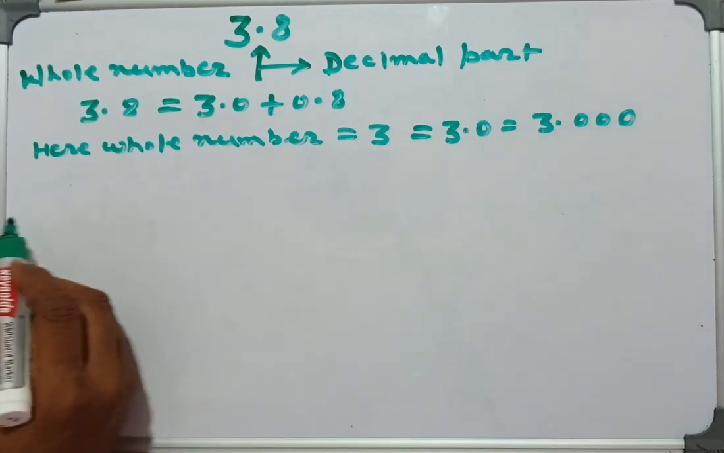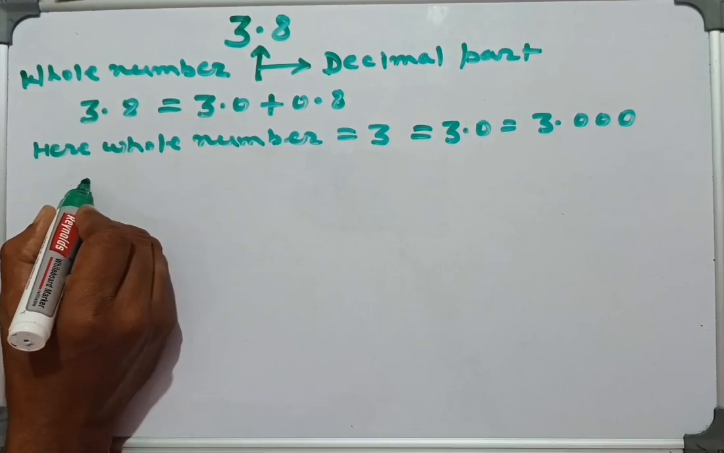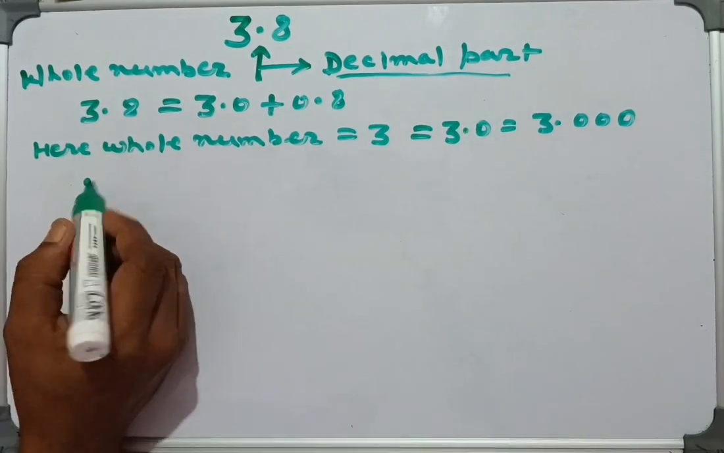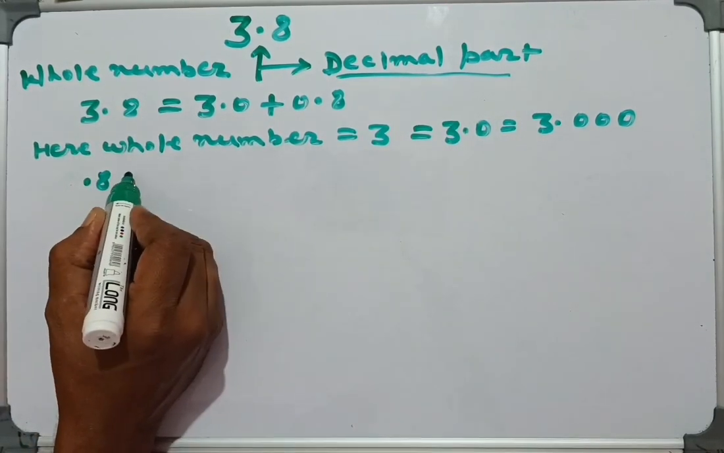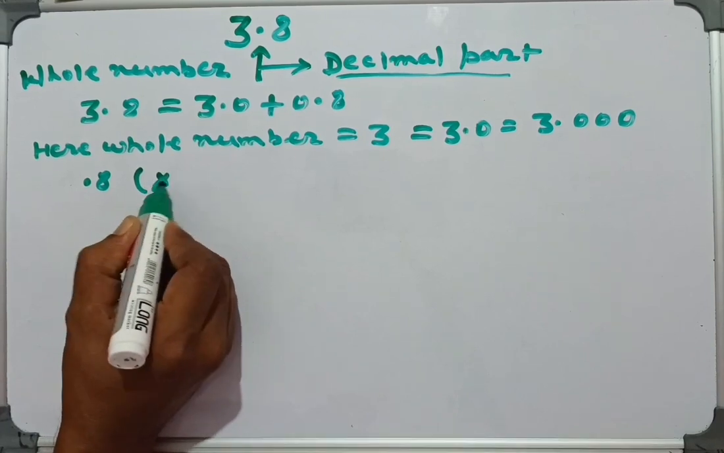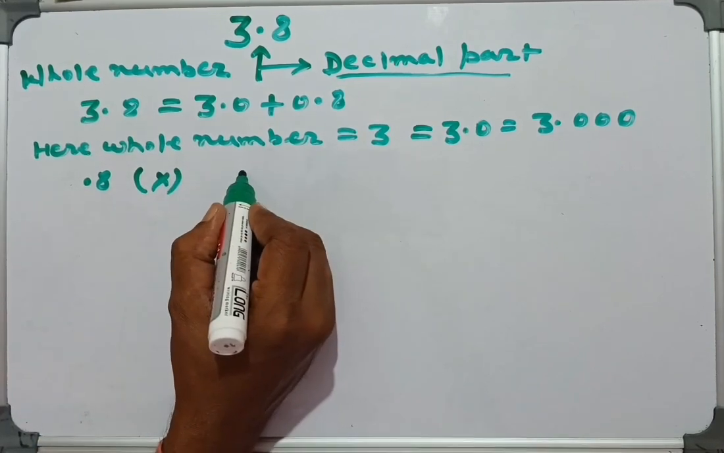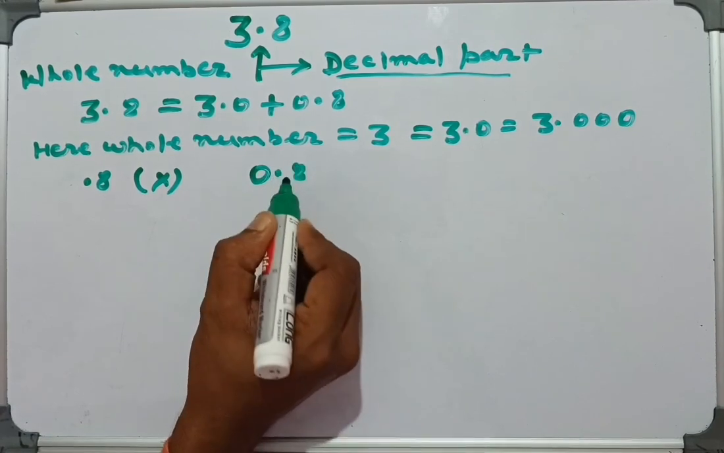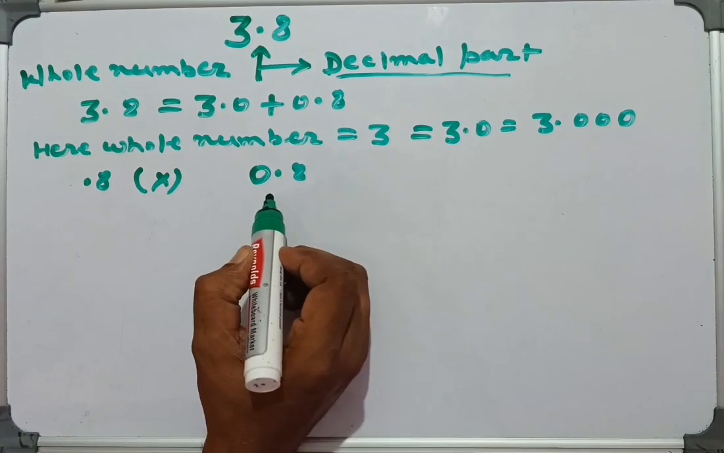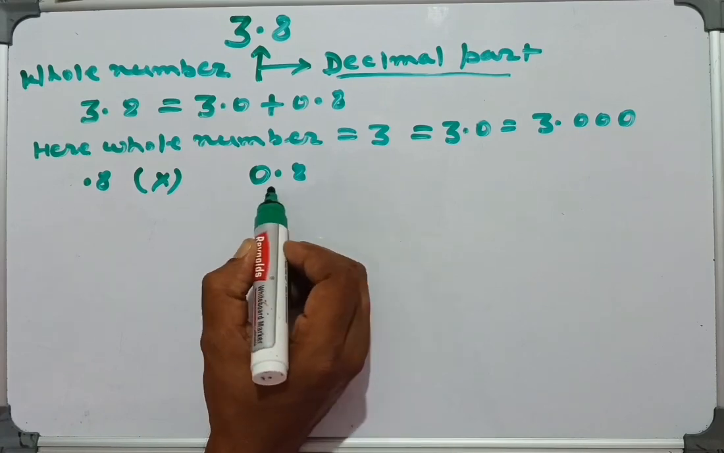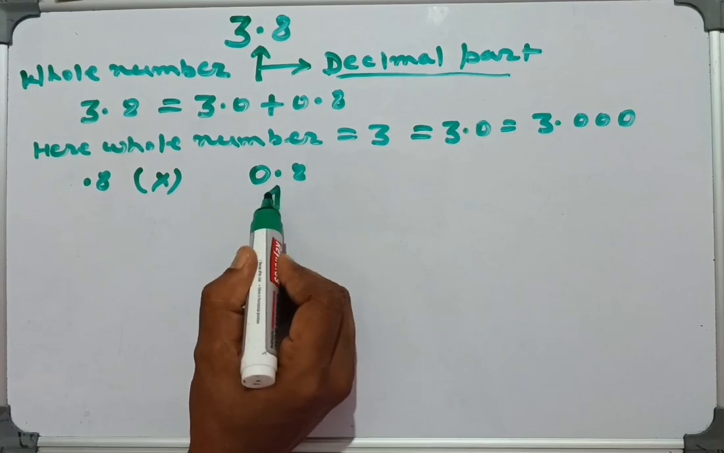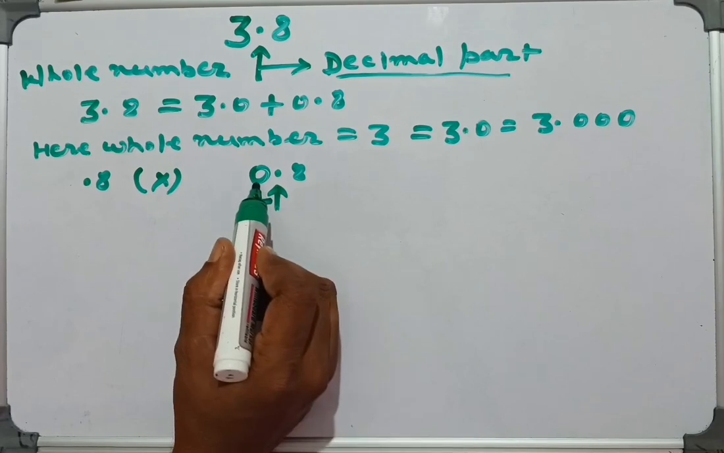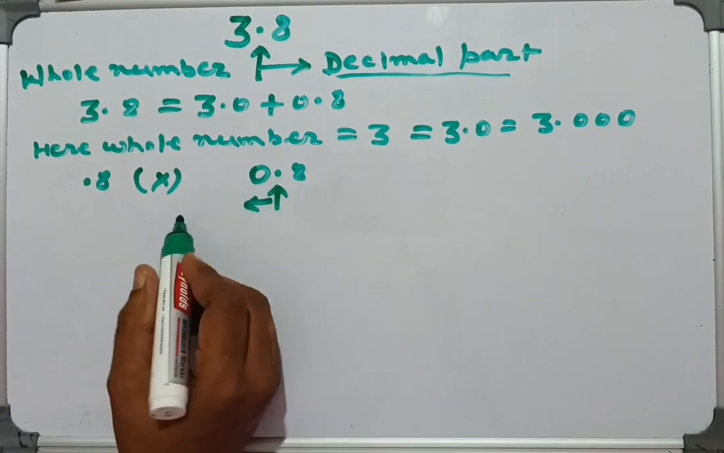Okay guys, now see, if I write the second part, the decimal part, as .8, then this is not the correct way of writing. You have to write 0.8. It means when there is only a decimal part, then you just put 0 to the left of this dot.